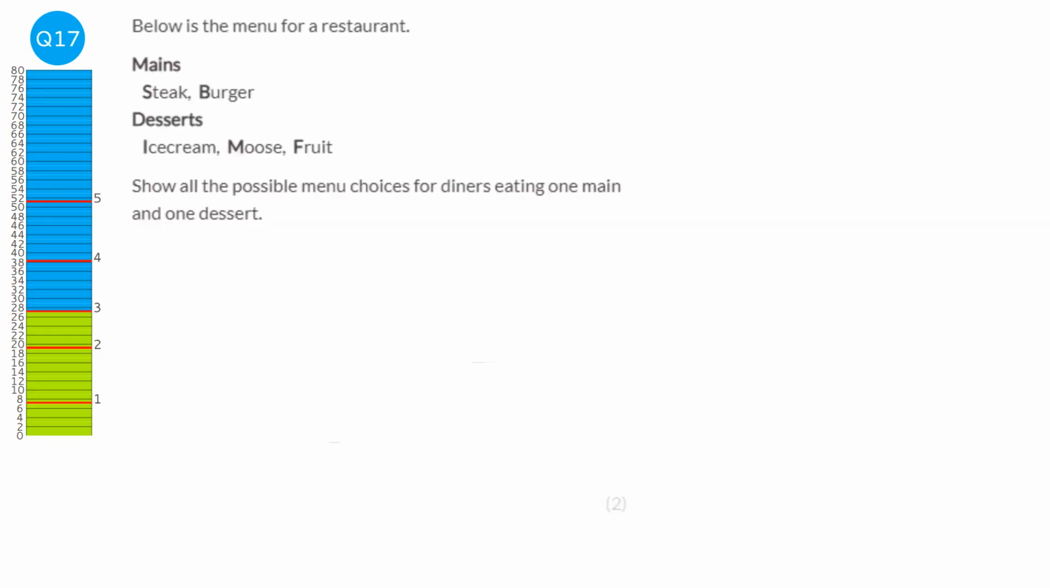It's really important when answering this question that we're really methodical. So we're going to start off just looking at steak, so I'm going to start off with the S, and we're going to pair it with the first dessert, which is the ice cream. Then we're going to pair the steak with the second dessert, which is the mousse. Then we're going to pair it with the third dessert, which is the fruit. So we're being really methodical.